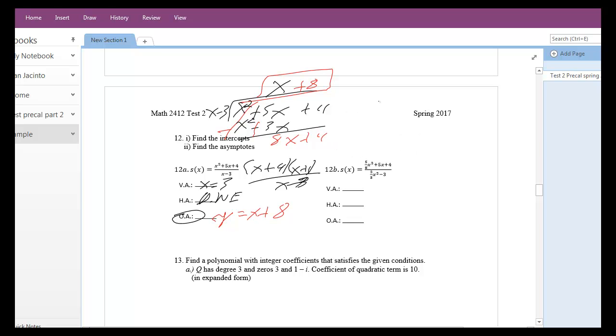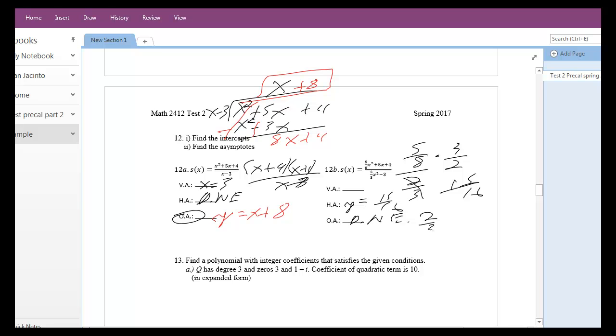I know I have 5/8 x squared over 2/3 x squared. My degree on top is the same, so I have to take 5/8 divided by 2/3. Don't like to divide, so I'm going to flip and multiply by the reciprocal. 15 over 16 becomes my horizontal asymptote. Y equals 15 over 16. Oblique does not exist.